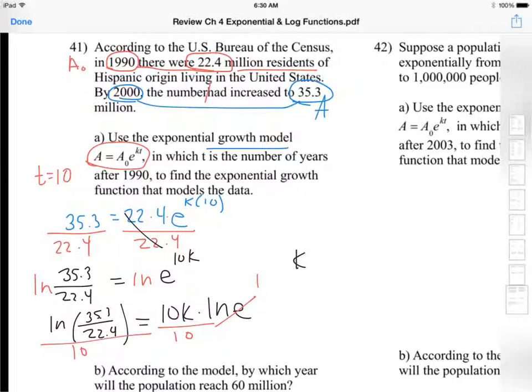So once I put that all in the calculator, I'm going to find k, so I'm going to put that left-hand side in the calculator. 0.0455 if I round to 4 decimal places. So given that I found k, now I can write an exponential equation. So A is going to stand for the number of residents, and that's going to be equal to our initial amount, 22.4, times base e, and now we have our rate, so 0.0455 times time.